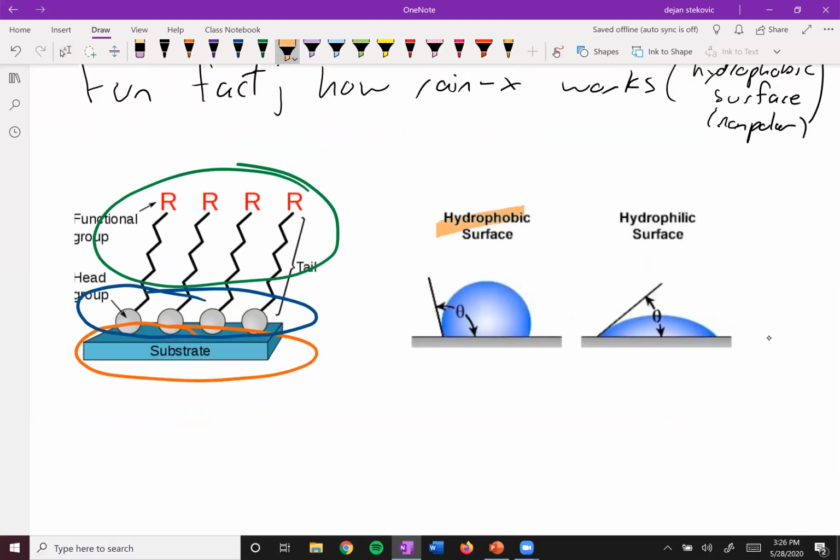On the left, we have a hydrophobic surface, so it doesn't like the water. You can see the water is trying to stick more to itself than to the surface. Whereas on the right side, we have this hydrophilic surface, and so the water is trying to spread out to maximize its contact with this polar part.